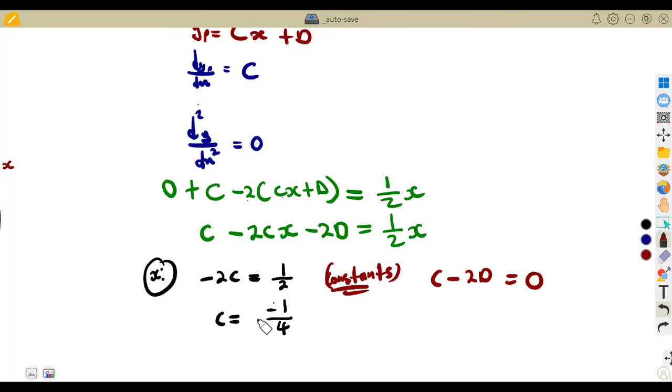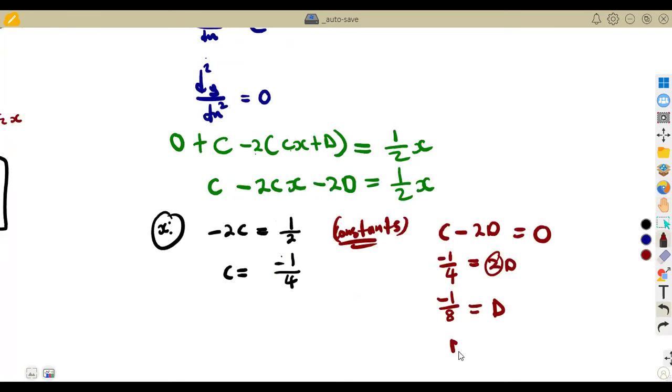We can find the value of d. Since we are given that c is minus 1 over 4, so minus 1 over 4 is going to be equal to, if we transpose this minus 2d to this side, a positive 2d, divided by 2 by 2. So D is going to be what? Minus 1 over 8. Minus 1 over 4 divided by 2, that's minus 1 over 8, right? So that's the value of D, minus 1 over 8.